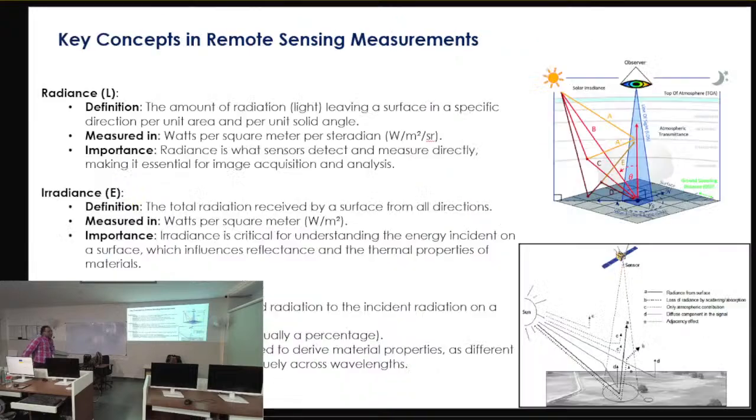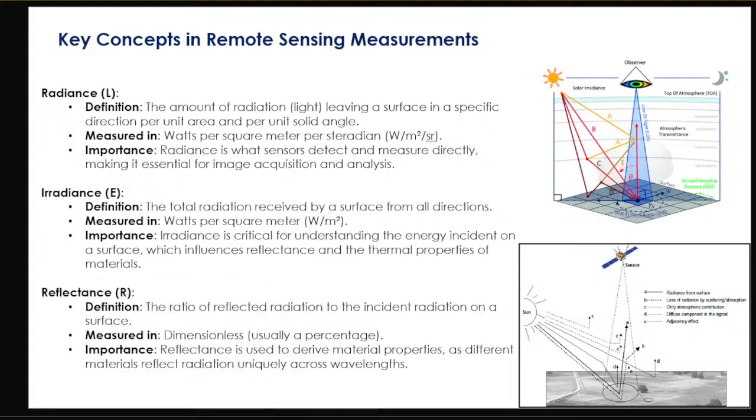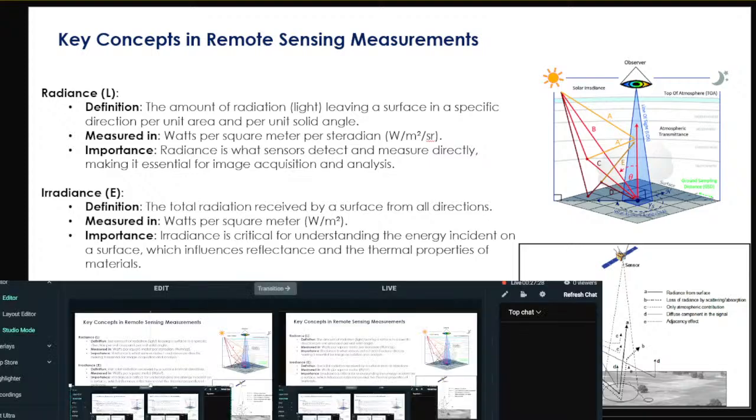And then we'll be talking about the key concepts in remote sensing. One is the radiance, which is the amount of radiation leaving a surface in a specific direction per unit area, and then irradiance, the total radiation received by a surface from all directions, and then reflectance. Generally, the satellite images we acquire will measure the reflectance, which is the ratio of reflected radiation to the incident radiation on a surface, and it is dimensionless.